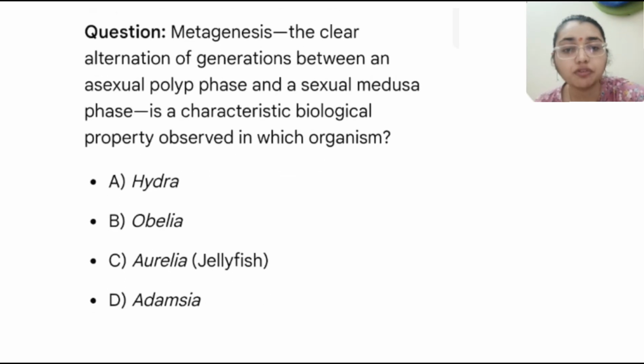Here, from the animal kingdom, this question is about metagenesis, the clear alternation of generations between the asexual polyp phase and the sexual medusa phase, which is a characteristic biological property in Obelia. While Hydra lacks the medusa phase, and Aurelia is primarily the medusa, the hydrozoan Obelia demonstrates true metagenesis. So it is sessile and colonial polyps producing free-swimming medusae asexually, and these medusae then reproduce sexually to form new polyps.